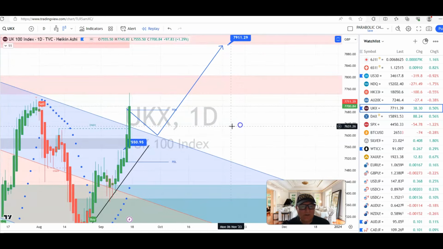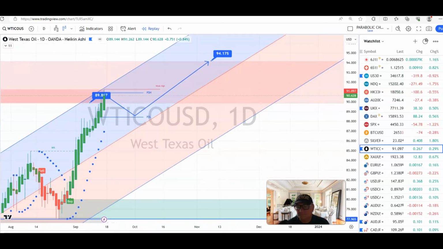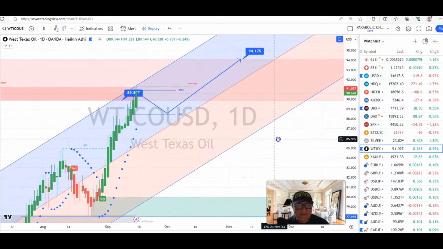So this is tradable, probably likely to pull down to a support area around here, 7600, before it goes on to 7911. I've done the analysis, so you're okay. I've worked out which ones are parabolic, so don't worry, this is not a long video.